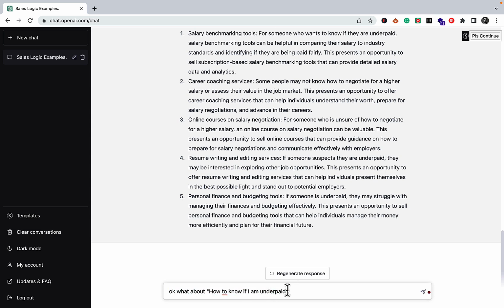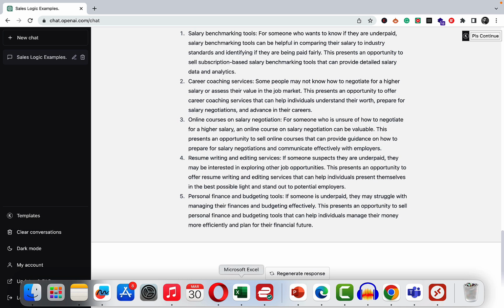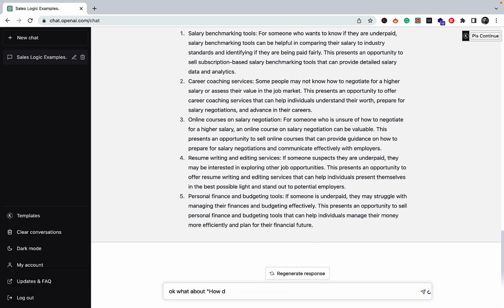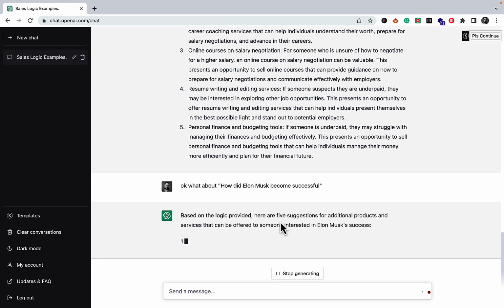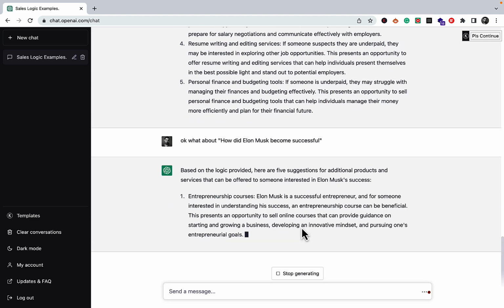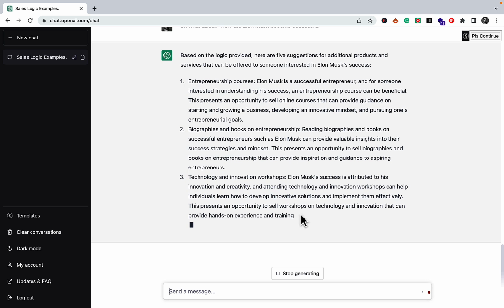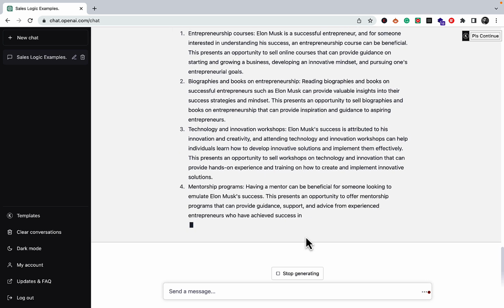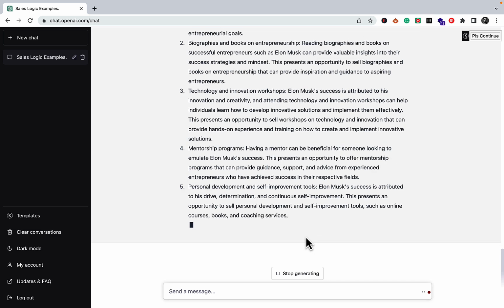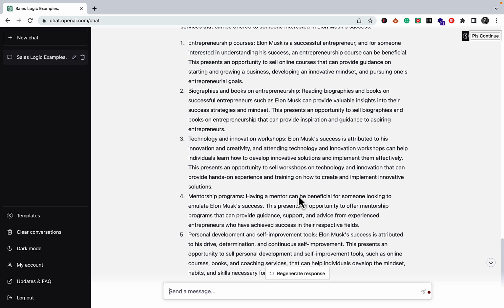Okay, how did Elon Musk become successful? Again, purely informational. There are lots of sites about celebrities and success stories and whatnot. Based on the logic provided, here are five suggestions: entrepreneurship courses, biographies and books, technology and innovation workshops, mentorship programs, personal development and self-improvement tools. I'm not saying this is genius advice, but this is just to get you out of the rut.